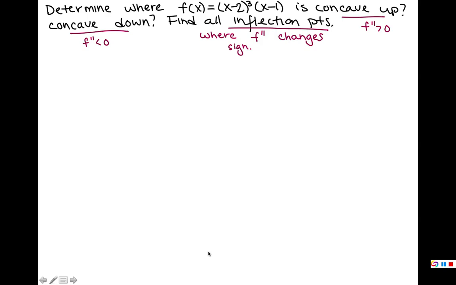All right, let's do another example. This example is similar, except we've got one extra question here. The problem says, determine where f of x equals (x minus 2) cubed times (x minus 1) is concave up. Where is it concave down? That's asking where the second derivative is positive and where the second derivative is negative, and now they want us to find all inflection points. Inflection points are places where the second derivative changes sign, so places where it changes from positive to negative or negative to positive.